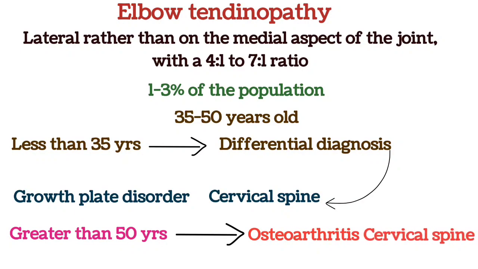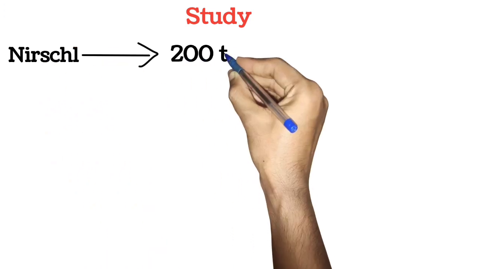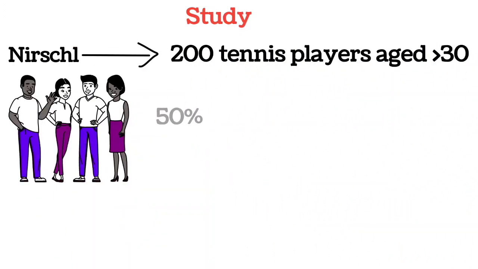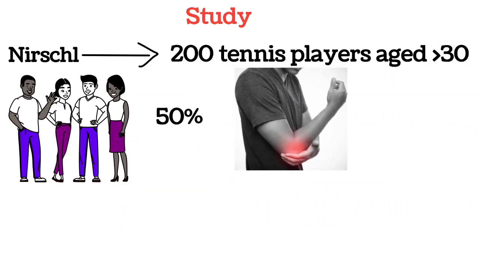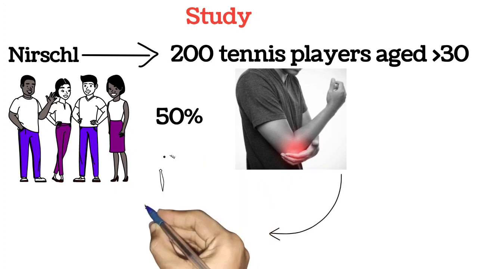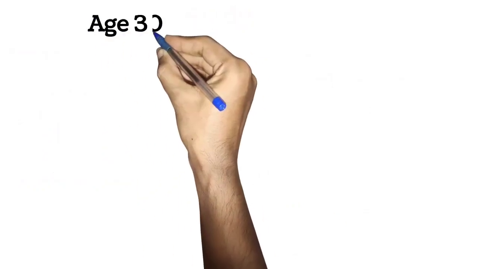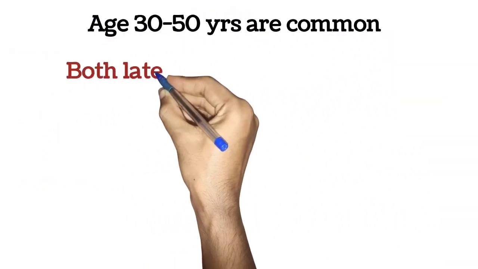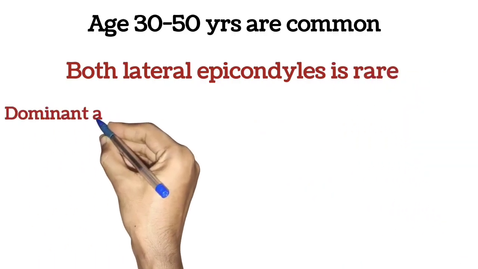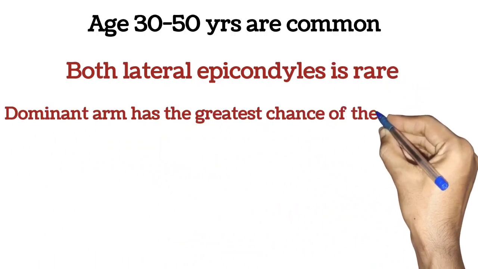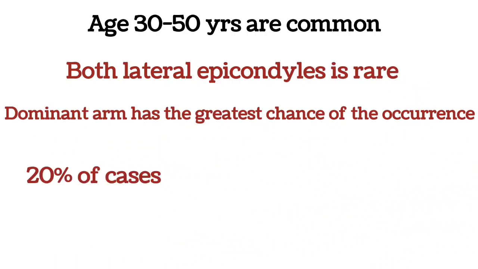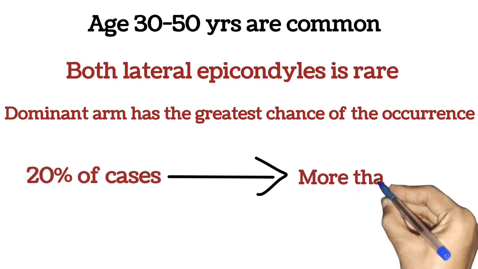In a study by Nirschl, of 200 tennis players aged greater than 30, 50% had symptoms of lateral elbow tendinopathy at some stage. Lateral elbow tendinopathy is equally common in both sexes. Between the ages of 30 to 50 years the disease is most prevalent. Obtaining the condition at both lateral epicondyles is rare. The dominant arm has the greatest chance of the occurrence of lateral elbow tendinopathy. 20% of cases persist for more than a year.